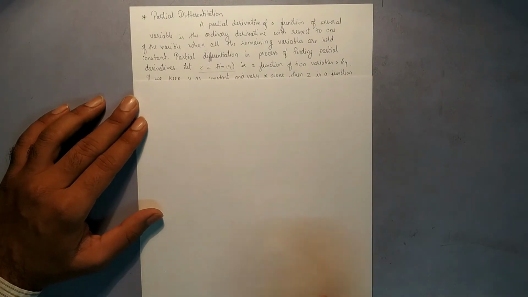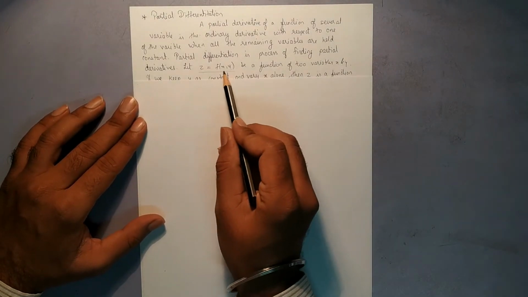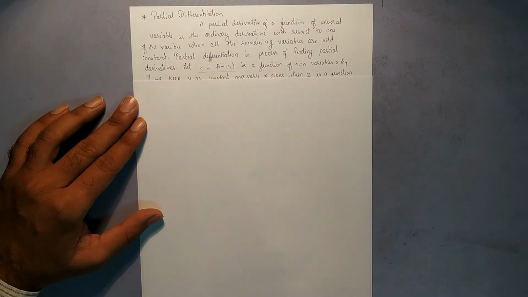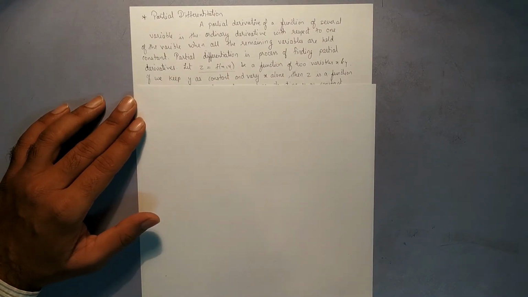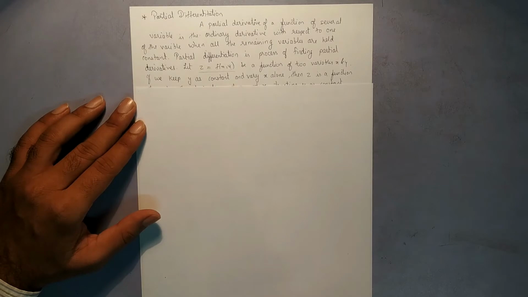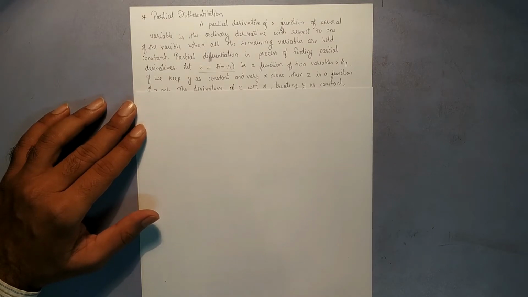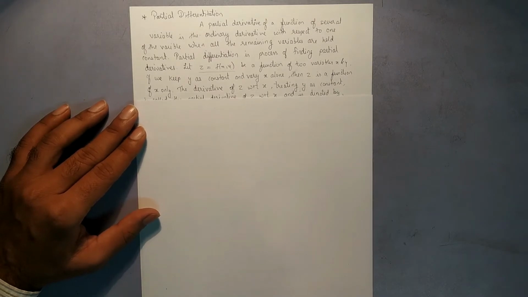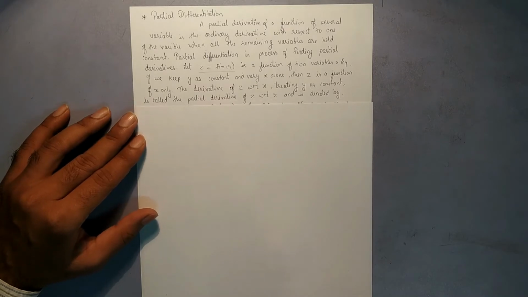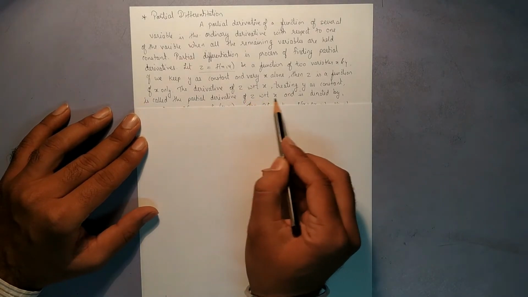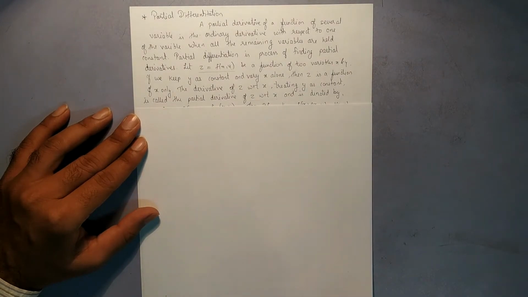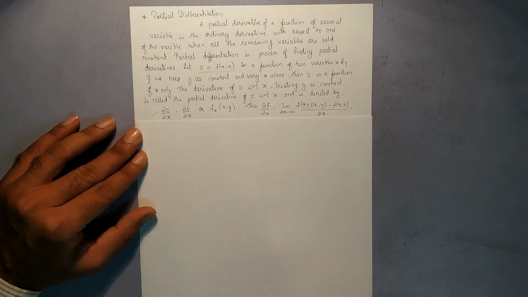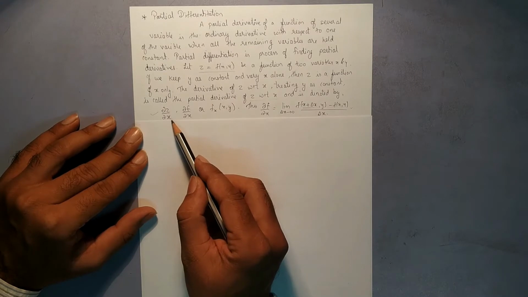Let z be a function of two independent variables x and y. So z is a function of two variables x and y. We can find the partial derivative of z with respect to x and with respect to y separately. The derivative of z with respect to x, treating y as constant, is called the partial derivative of z with respect to x, and it is denoted by the symbol ∂z/∂x.